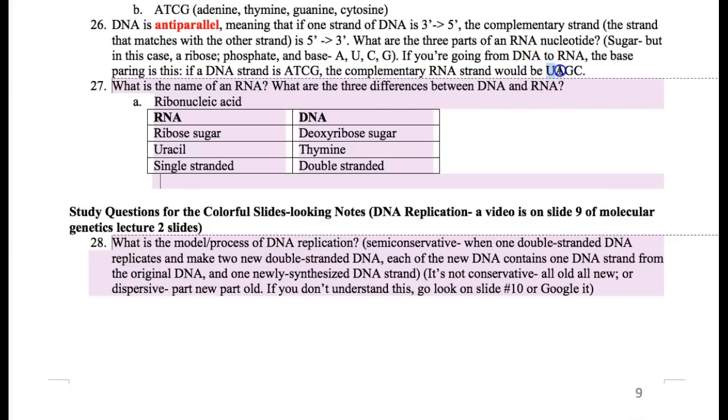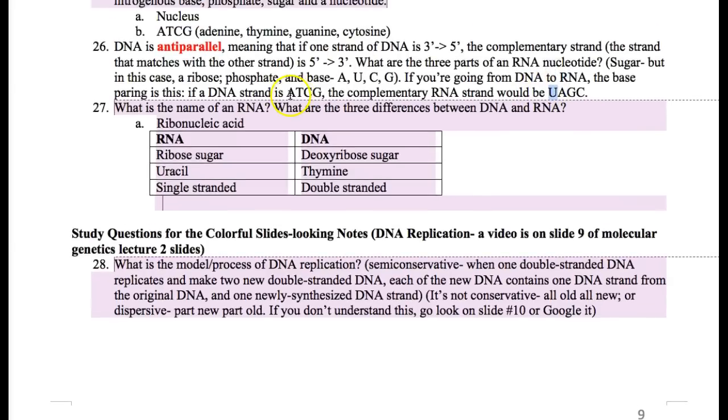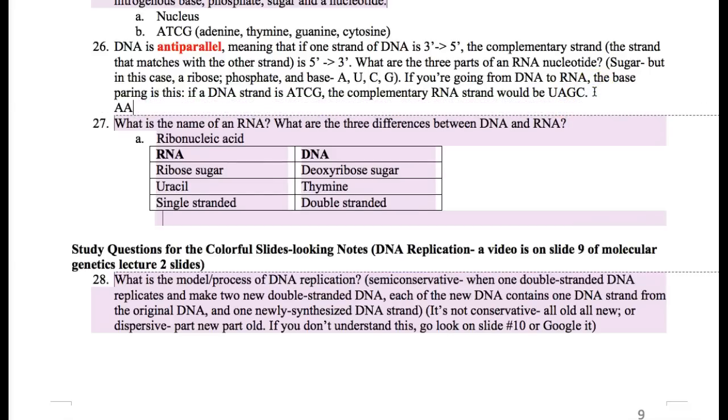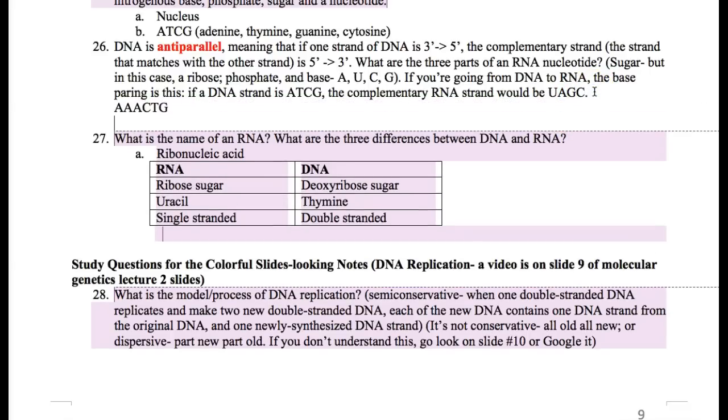You need to know that RNA, instead of having a T, so DNA has ATCG, RNA would have A, U, C, and G. Okay? So instead of A matching with a T, if you go from DNA to RNA, you would have A matching with U. So let's say, normally you have a DNA of AAA, CTG. If you have another strand of DNA, it will be TTT, GAC. However, if you match the first strand into an RNA, it will be UUU and then GAC.